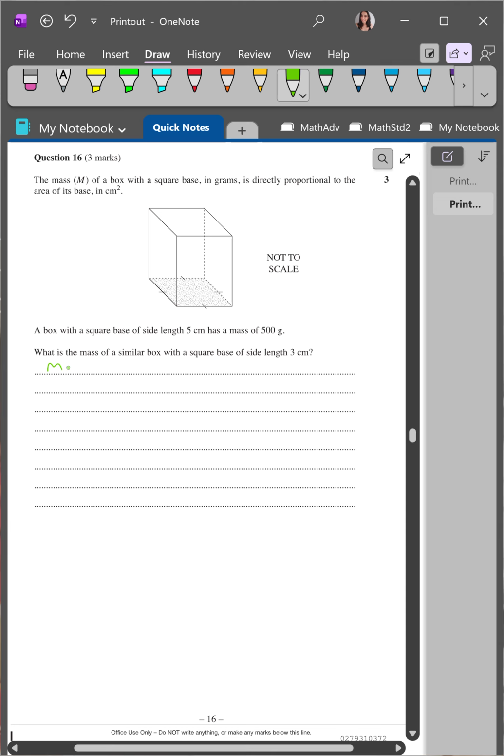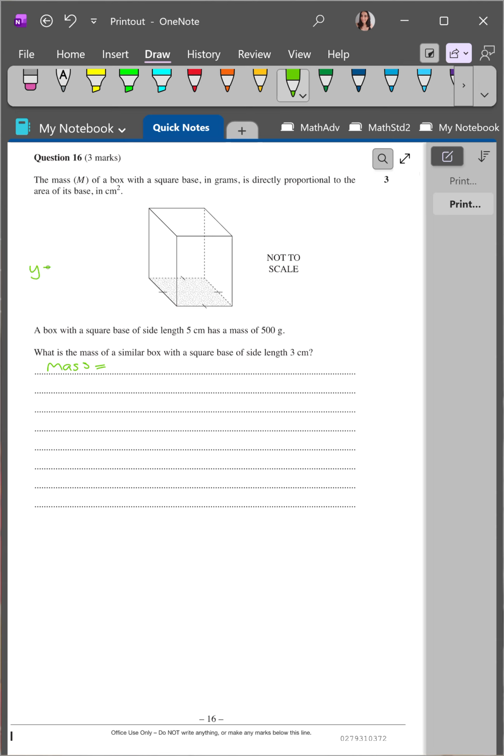So they're saying that the mass is directly proportional. So the formula for directly proportional is y equals kx. Basically we've got to substitute the mass and the area of the base into y and x, and then k is just an unknown number. It's just a number, there's nothing fancy to it. So mass equals k times the area of the base, which comes from the side.